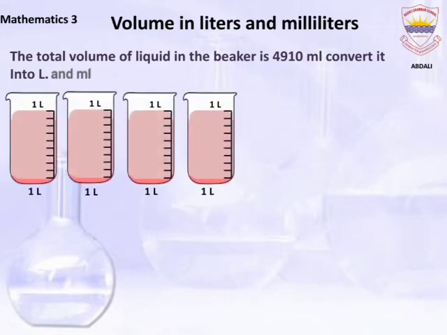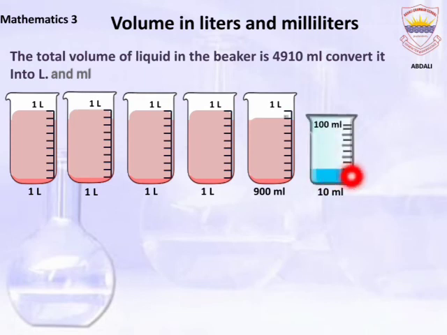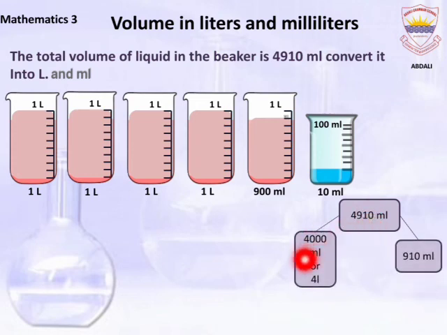4 beakers are given. The 4 beakers have a volume of 4 liters, the 5th beaker has a volume of 900 milliliters, and the last beaker is of 100 milliliters. In this beaker, 10 milliliters of liquid is filled. Now students, convert it into liters and milliliters. Here 4000 milliliters is equal to 4 liters. We write 4 liters, and we write 910 milliliters as it is.